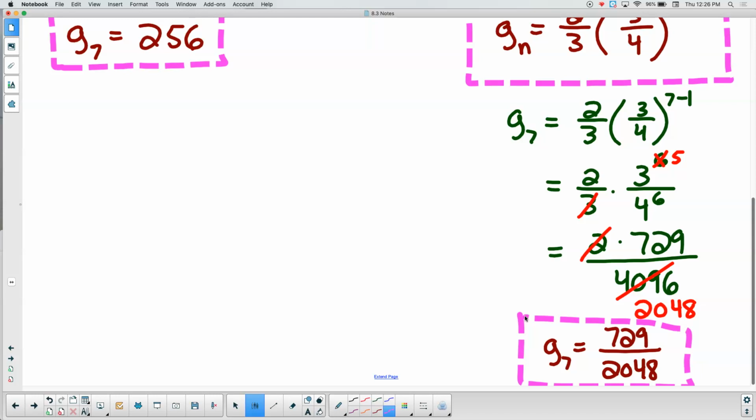Rat, I know you're not going to like this next statement. Fractions only. No decimals.